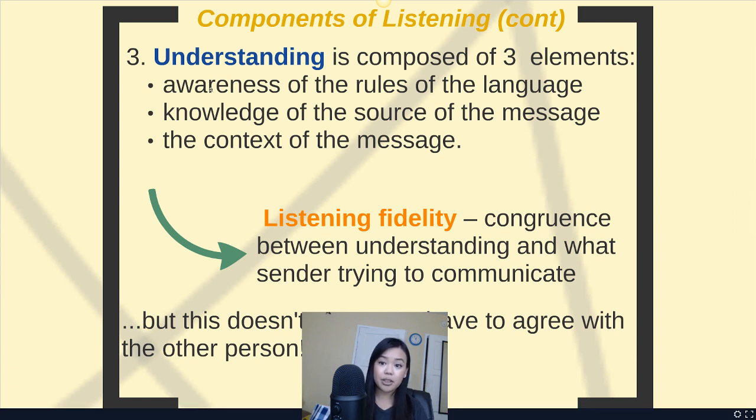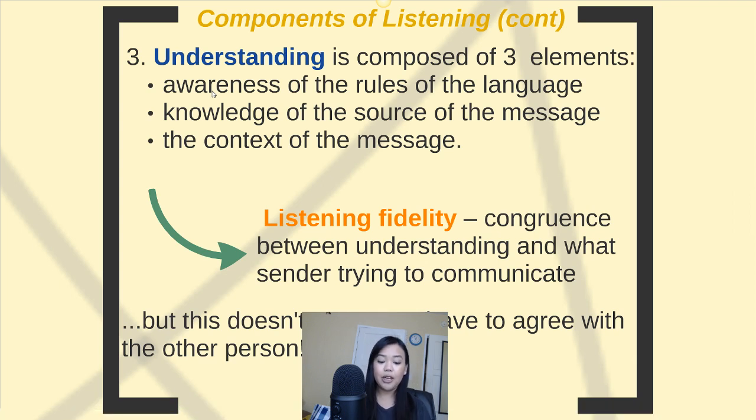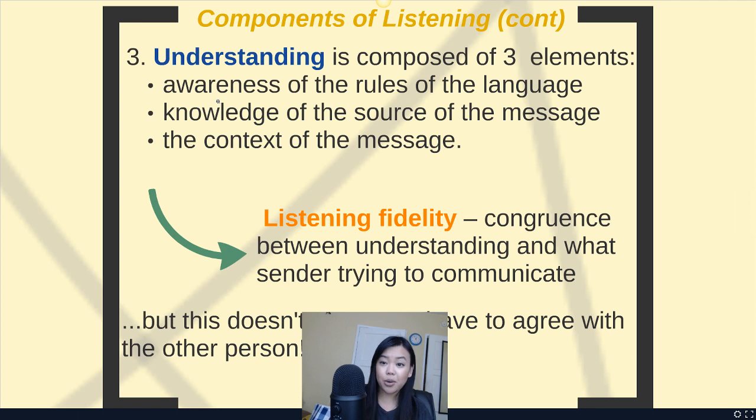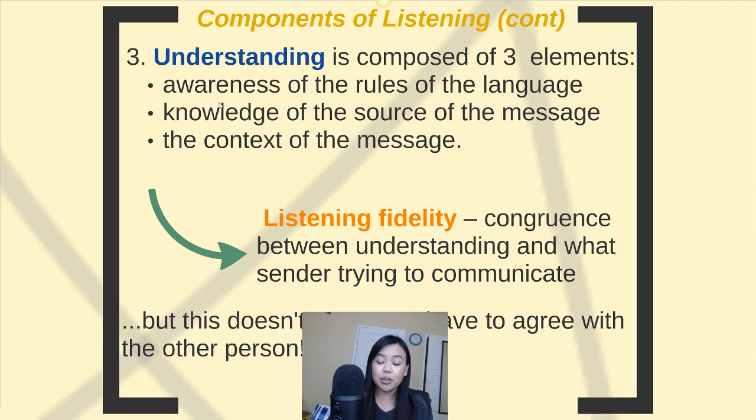Awareness of the rules of language means that you can understand the language that is being spoken. You understand, for example, if it's English, you understand the rules of English, you understand how English plays out, how it works, what verbs are, what pronouns are, all that kind of stuff. The second level is knowledge of the source of the message. You know who the message comes from and who they are as a person or organization or an entity.